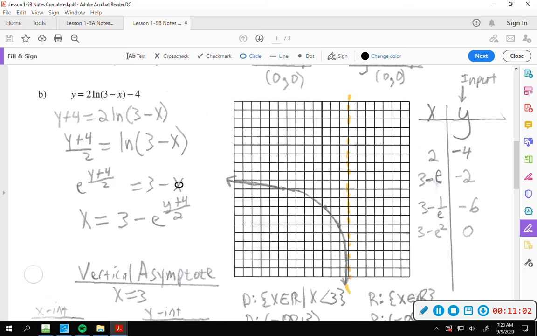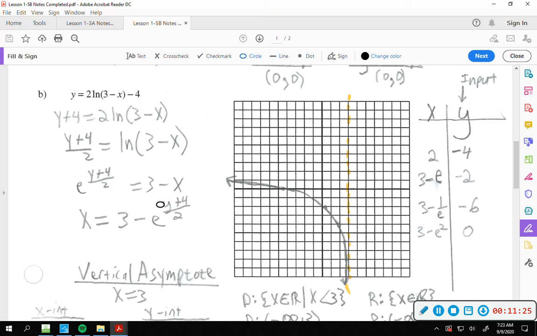If I add x to the left side and subtract this entire term to the right side, I now have an exponential form for this function. The only difference is I'm solving for x in terms of y, because y is going to be my input when I try to plot some points.